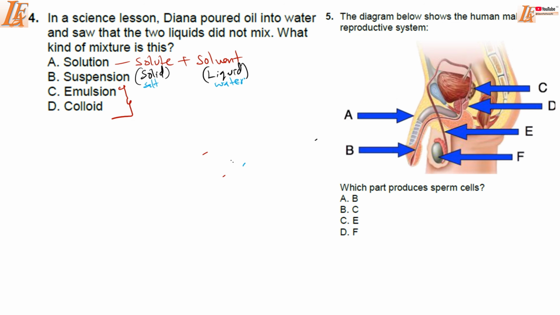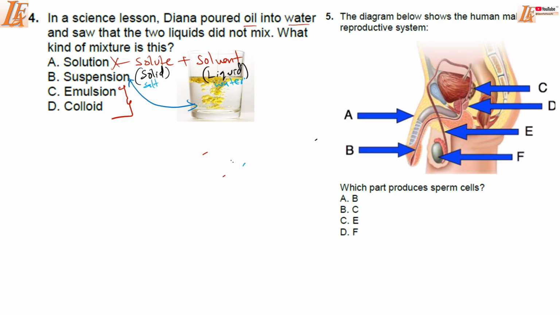But in our case, Diana poured oil and water, which are both in liquid state. Therefore, it can never be a solution. Then B, a suspension. A suspension is formed when two immiscible liquids are poured together. Immiscible liquids are liquids which can never mix due to their difference in densities. Therefore, in this case, when you pour oil and water, they form what we call a suspension, like the one that you can see here on the screen. So therefore, what Diana formed was a suspension.